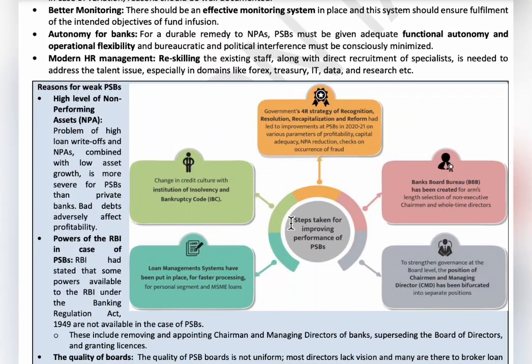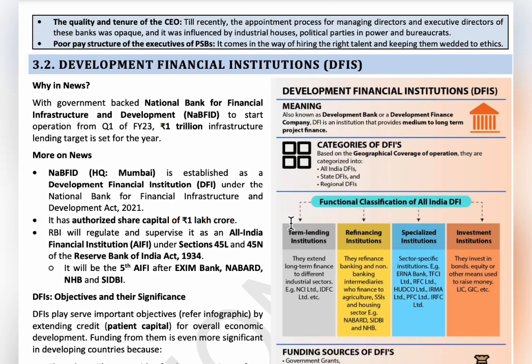The next topic is development financial institutions. These are also called development banks or development finance companies. These will give money to the government under the National Bank for Financial Infrastructure and Development Act of 2021. The National Bank for Financial Infrastructure and Development is going to give 1 trillion rupees for development activities. Other development banks are Exim Bank, NABARD, NHB, SIDBI. These banks are regulated by the RBI under Section 45L and 45N of the RBI Act of 1934.